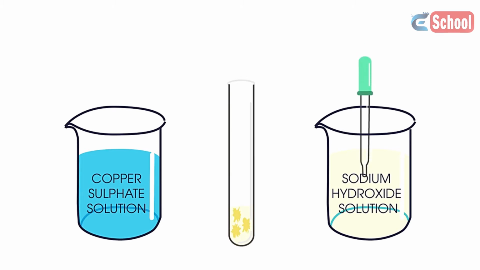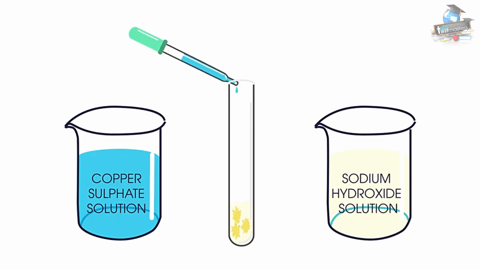Next, add a few drops of sodium hydroxide solution to your food solution, then a few drops of copper sulfate solution. If the solution turns lilac or purple, the food contains protein. If the food solution remains blue, no protein is present.